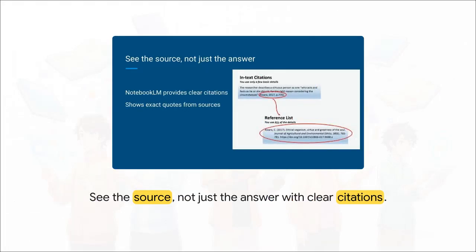And here is how it actually proves it's not making things up. It gives you clear, inline citations. When you ask it a question, it drops a little number right next to its answer. You just click that number and boom, it jumps you directly to the exact quote in your original 100-page PDF. You are always verifying the truth right at the source.